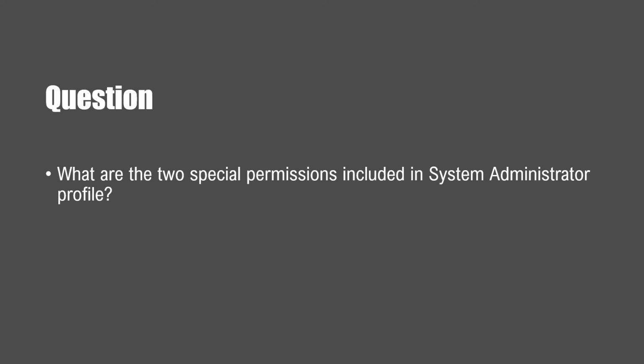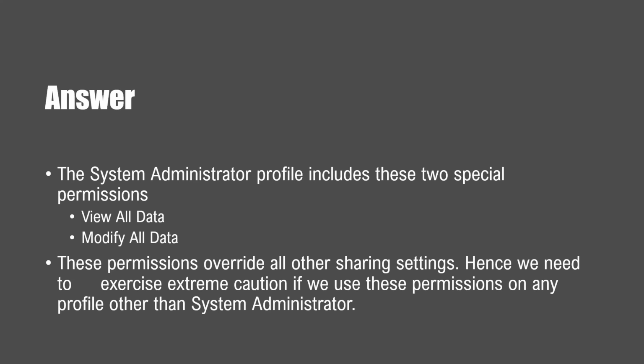What are the two special permissions included in System Administrator profile? The System Administrator profile includes these two special permissions: view all data and modify all data. These permissions override all other sharing settings. Hence, we need to exercise extreme caution if we use these permissions on any profile other than System Administrator.